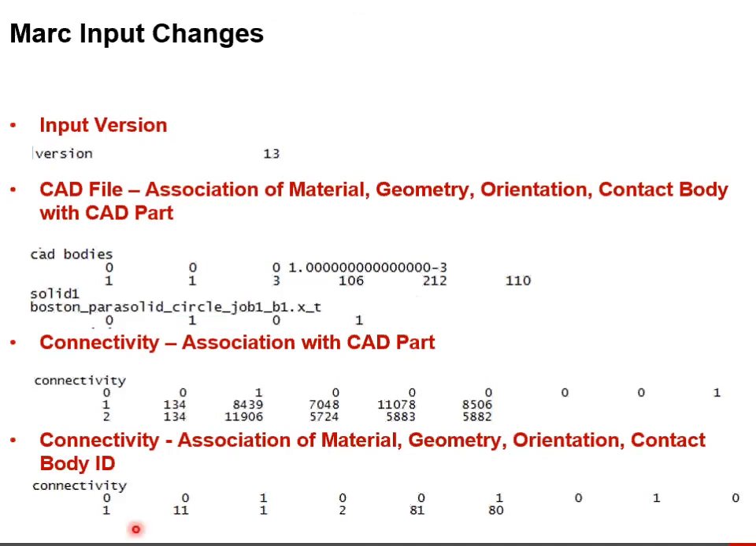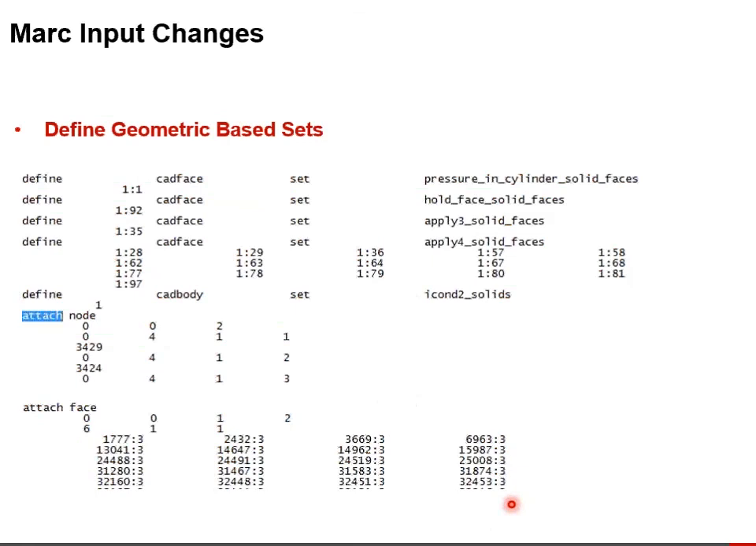Okay? Here what we did was there's no CAD body. We're just going to say there's a bunch of connectivity, and we're going to associate with each one of these connectivity groups IDs: this group has material ID 1, and this group has contact ID 1. We also have some new sets because it's geometrically based, it's Parasolid based, and those sets look like I'm defining a CAD face set, and I'm calling it some boundary condition on solid faces, not on surface faces as we did before, but on solid faces.